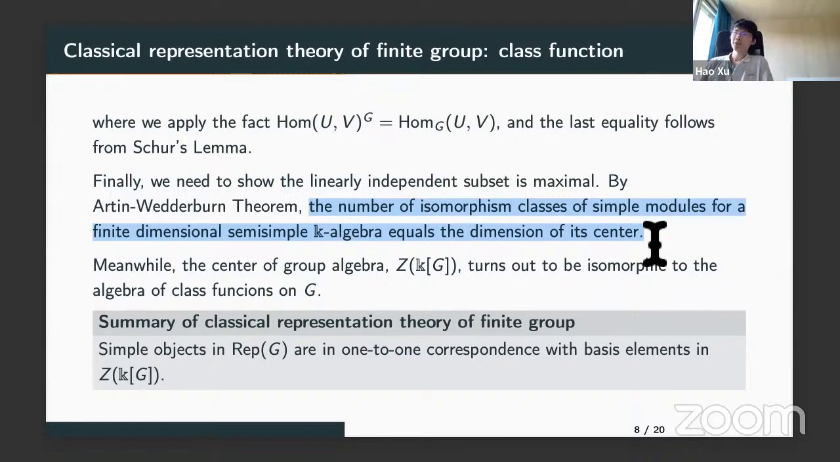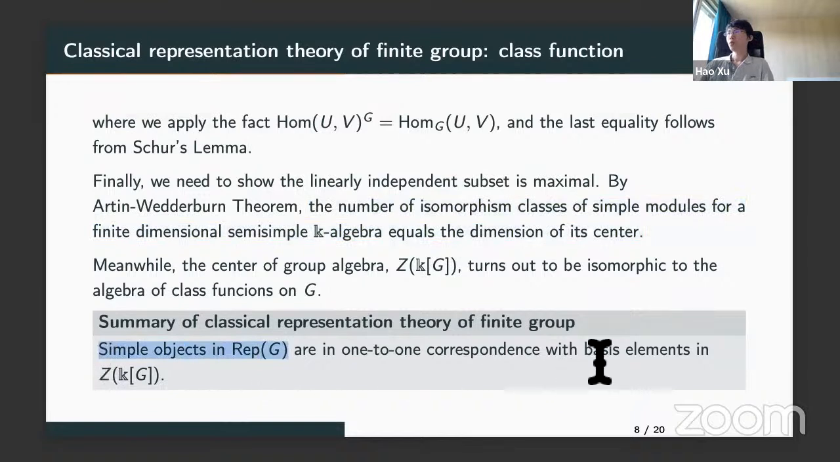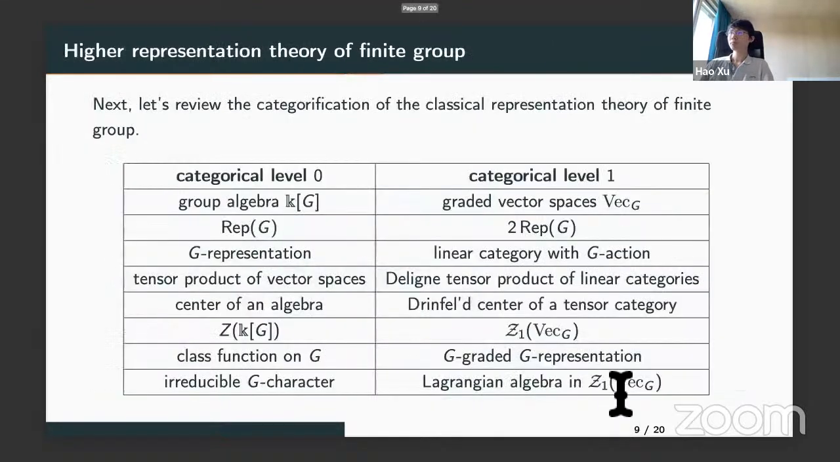In summary, we see there is a one-to-one correspondence between simple objects in Rep G, so simple G representations, with basis elements in the center of the group algebra. Okay, so this is a quick recap of classical representation theory of finite groups. Now we are going to see the real categorification of representation theory.